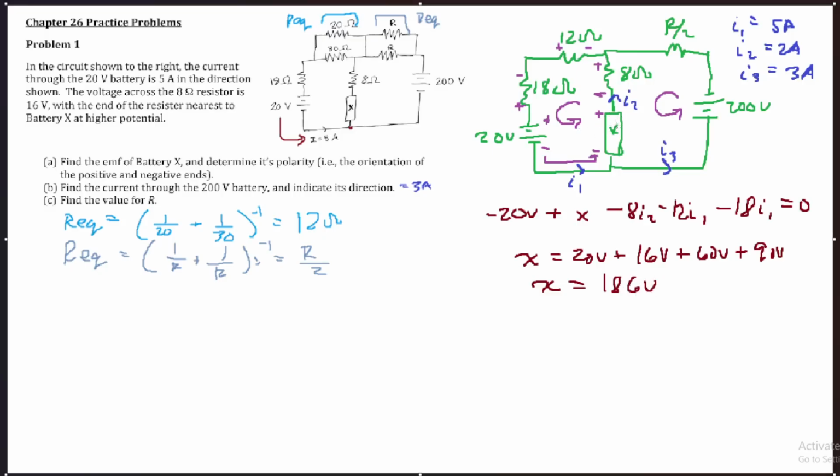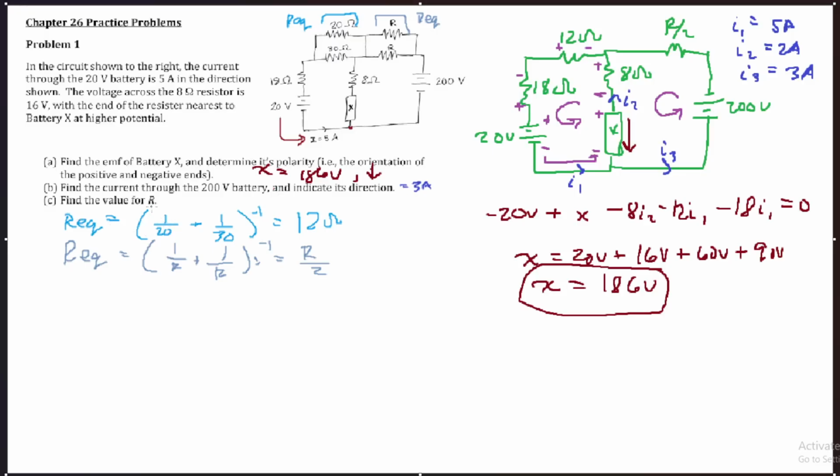And the direction is from positive to negative, going this way. So we can say that x is equal to 186 volts with the orientation to the direction flowing that way. We can honestly say that this is negative 186 volts since it's going down, but we'll just leave it as that. So perfect. After we solve this, now we can solve for the third, for C.